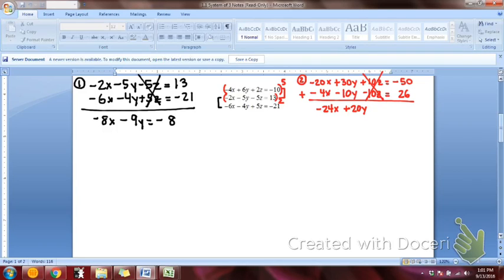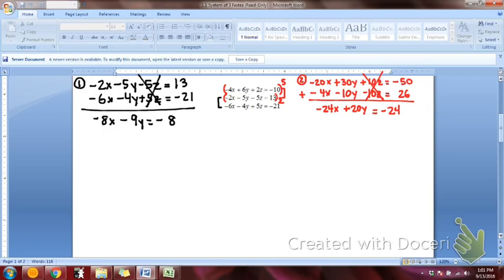My z values cancel. And I get negative 24. So you should have negative 24x plus 20y equals negative 24. Can someone check my math? Is that what you guys are getting? Did you find your mistake? Yep. So negative 50 plus 26 is a negative 24, right? You got to be really careful when we're doing this.